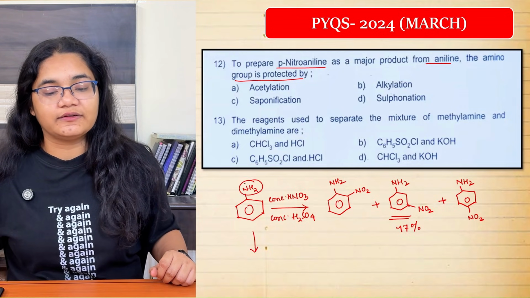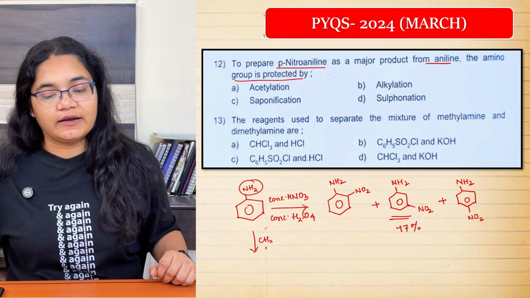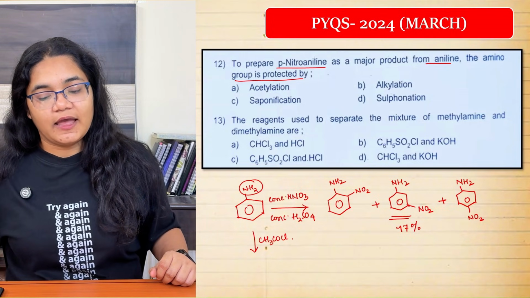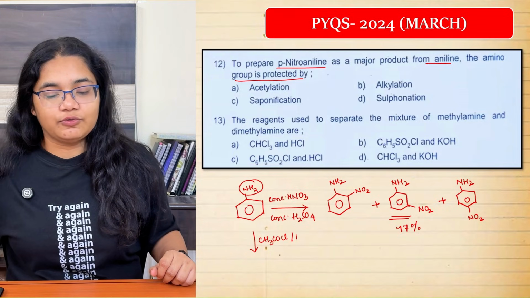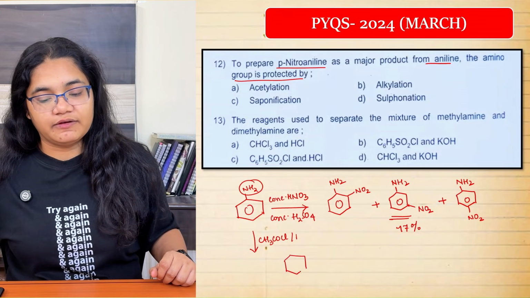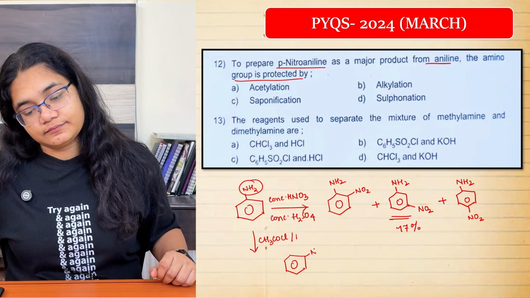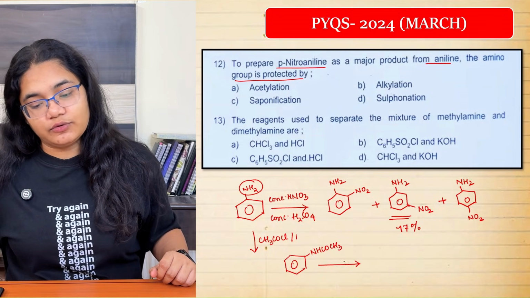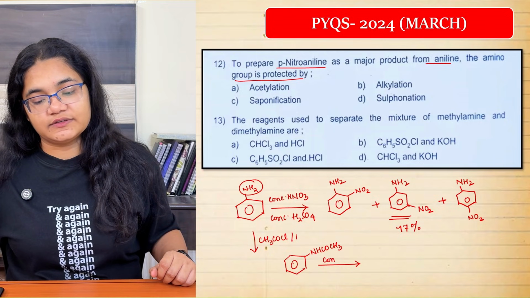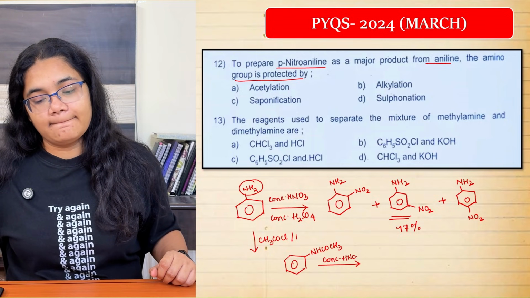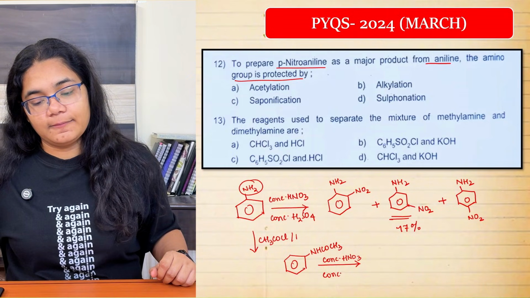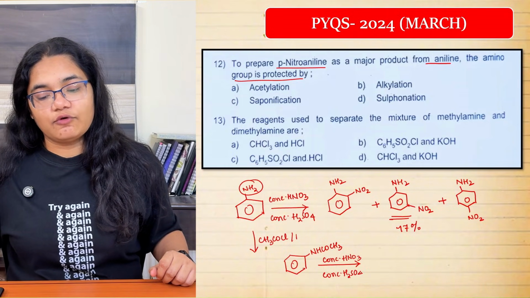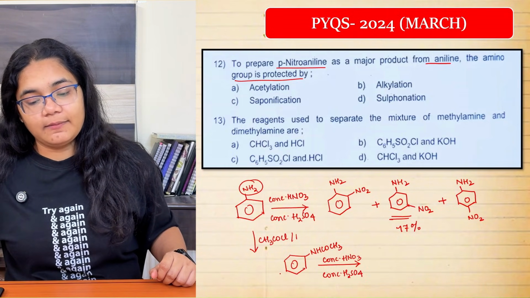First you need to protect this one. For that, what we do, we can treat it with CH3COCl and AlCl3. If you do acylation, what will happen? Here we will get NHCOCH3, and after that, when you treat it with nitration, that is concentrated HNO3 and concentrated H2SO4, then what will happen? Nitration will take place at the para position.